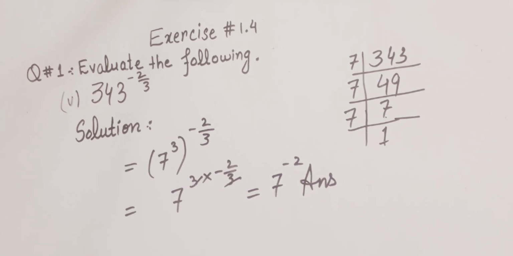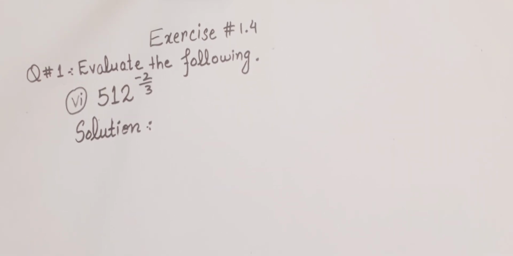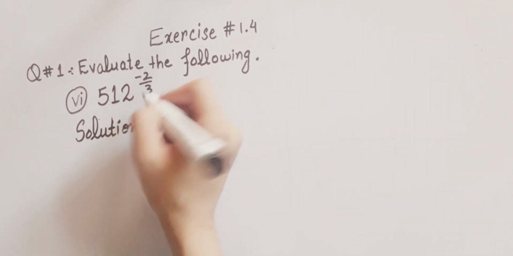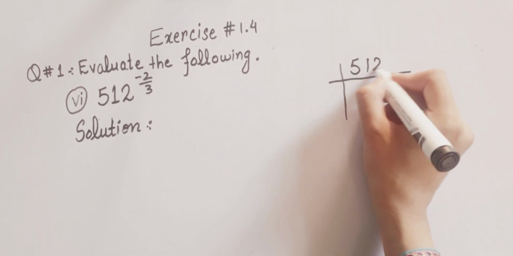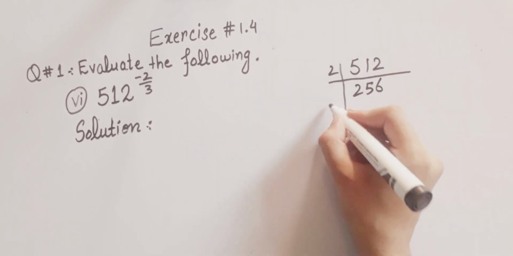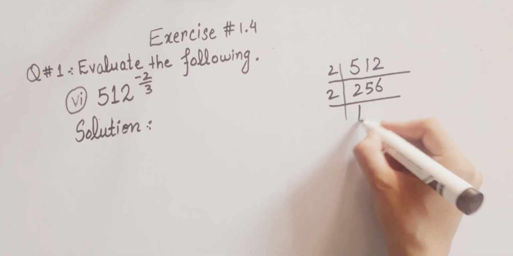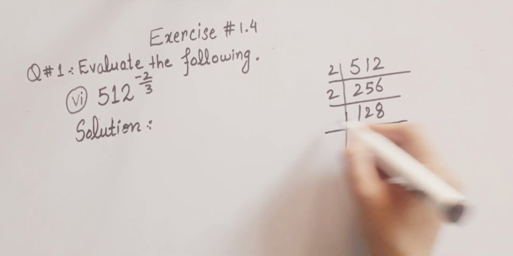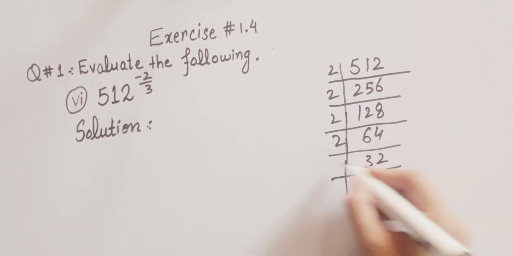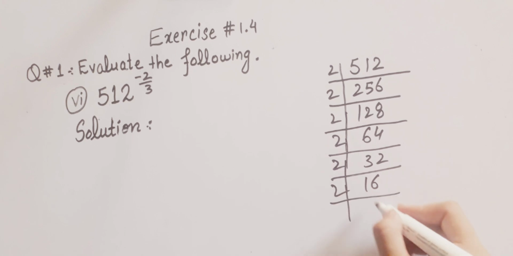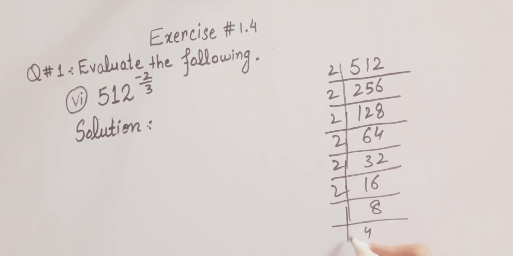I hope you understand. Now we will have the last part of this question, part number 6: 512 power minus 2 by 3. How can we solve this? Again we will make the factors of 512. 256. When 256 is divided by 2, we have 128. And when 128 is divided by 2, we have 64, 32, 16, 8, 4, and 2.